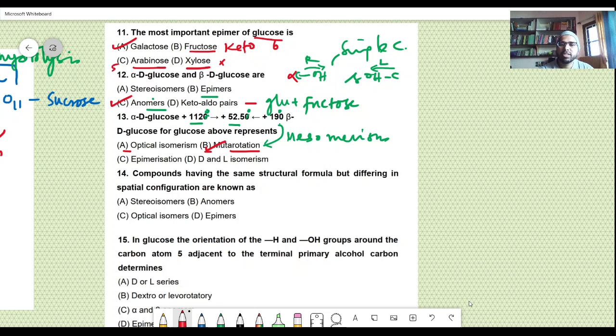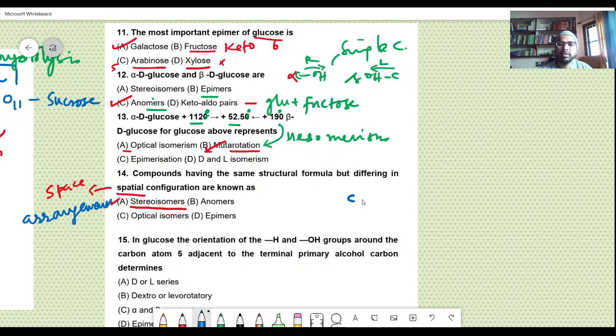Compounds having the same structural formula but differing in spatial configuration. Of course, stereoisomers is quite clear. Spatial, I told you, means it is derived from space. That is how they are arranged, the arrangement in space. So that is a stereoisomer.